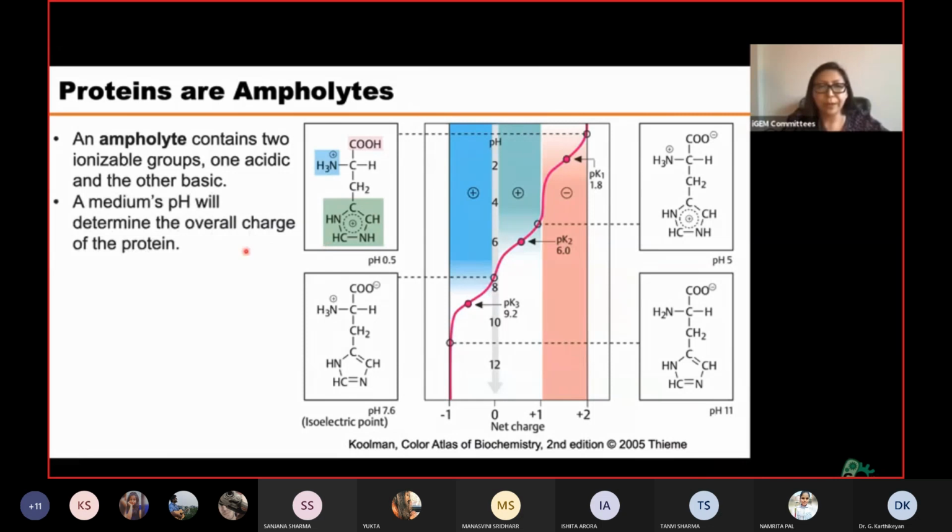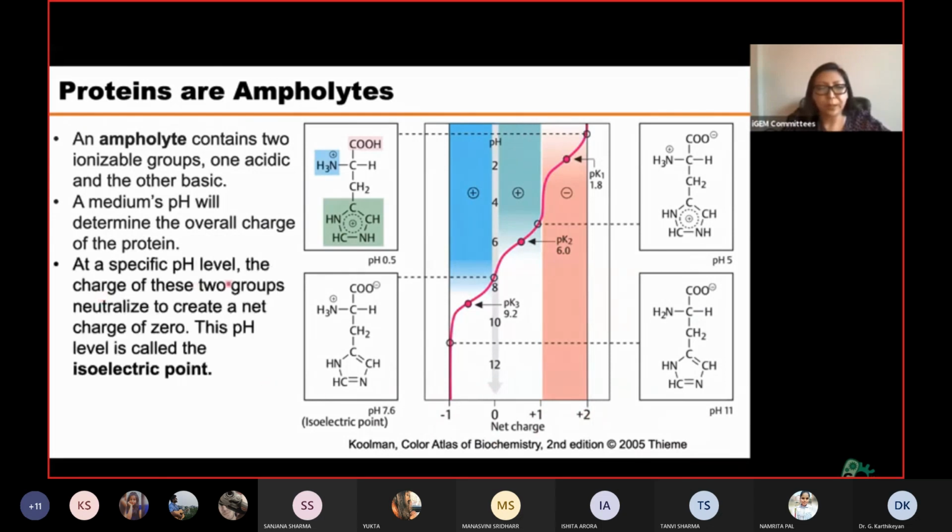So a medium's pH will determine the overall charge of the protein. What does that mean? If we have here the amino acid at pH 11, it will have a negative charge, and this negative charge at pH 11 will give you a net charge of -1. So in here you have the pH, and this pH will be changing, and because of that, the net charge will also change in the amino acid.